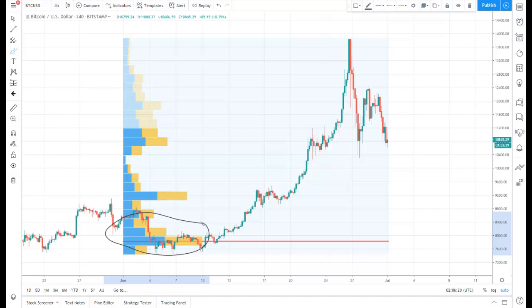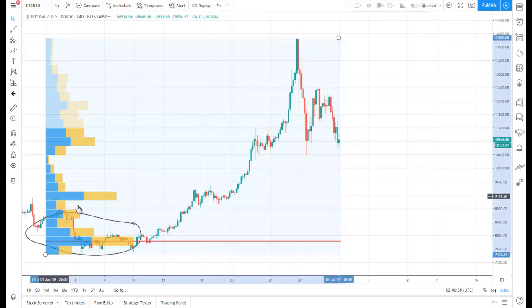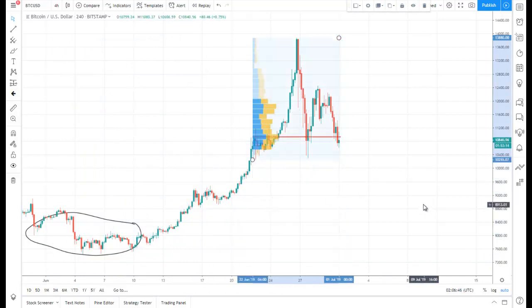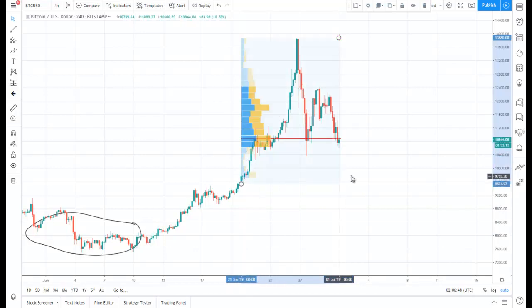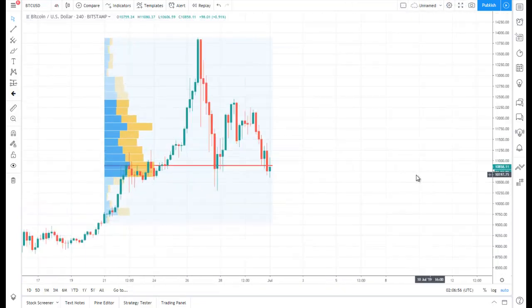Now, because what we want to do with the volume profile is to hunt for entries, what we're going to do right now is we are going to look at the volume profile over the past few sessions or over the past week. So what we're going to do is we're going to click on the volume profile and then bring the range to June 22nd or the past week or so. All right. Now, this is interesting.